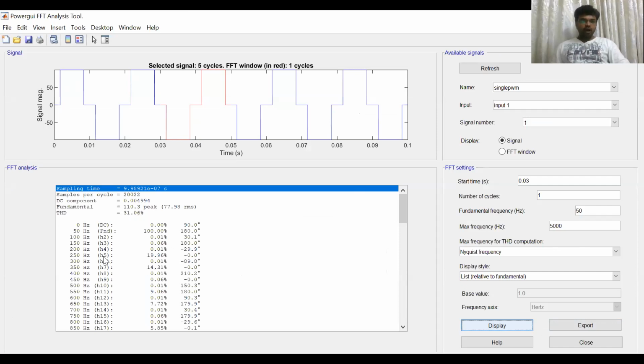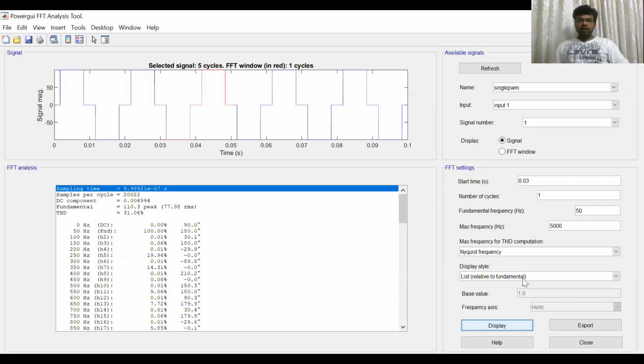What is the fifth harmonic percentage? 20 percent. See, 19.96. What is the seventh harmonic percentage? It is 14.28. See here, 14.31. So here the third harmonic, if you observe, what is the third harmonic? It is 0.06. That means it has almost reached 0, right?